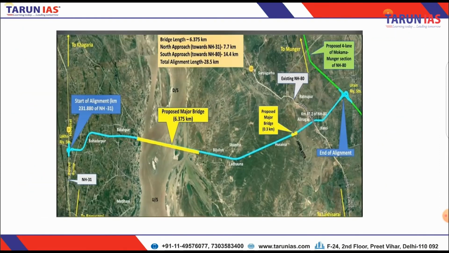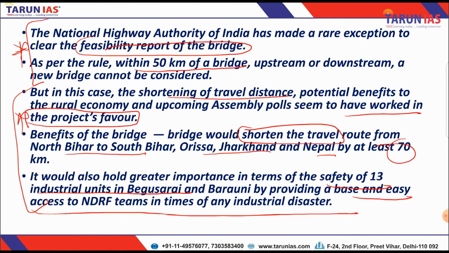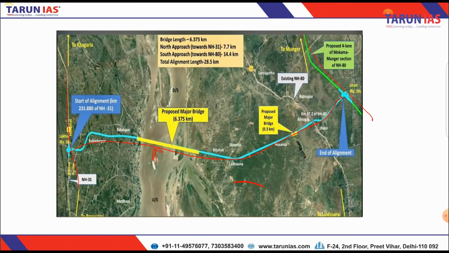Now, this is how the proposed project looked like. This is the proposed major bridge, and this is the National Highway 31. And this is the National Highway 80, which connects Begusarai to Purnia, and the bridge is going to be built on the river Ganga in Begusarai. So this is the proposed bridge. Now this is Maithani.